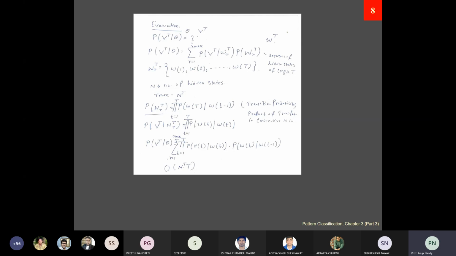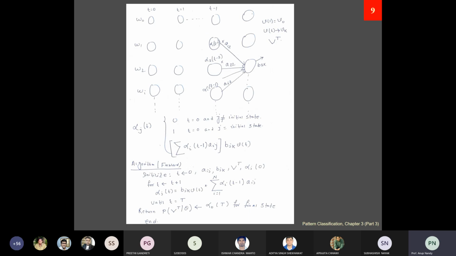So that is why people use a recursive way of doing these things. Now what is the recursive process that we need to follow? This is the recursive algorithm that we need to use to compute this probability. So now you can see in the upper figure that I have different instances of time, and for each instance of time I have some hidden state, which is denoted by W0, W1, W2, then Wi.